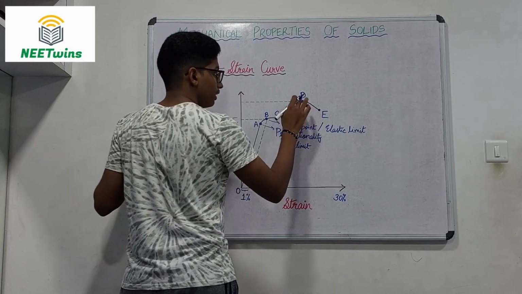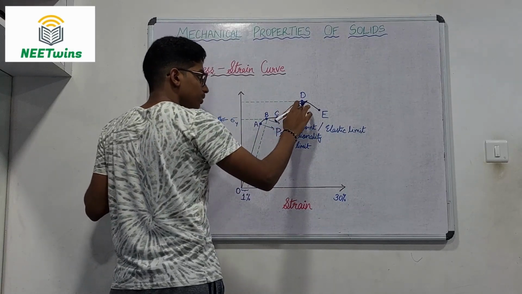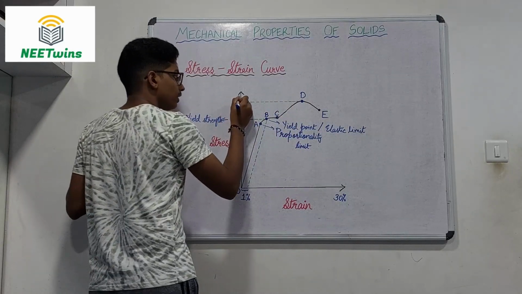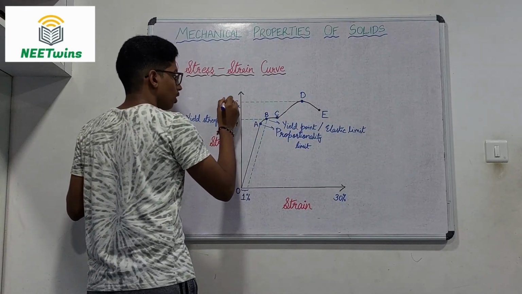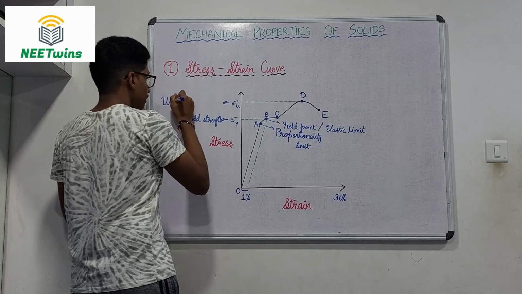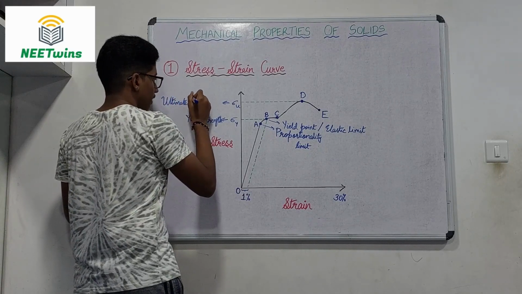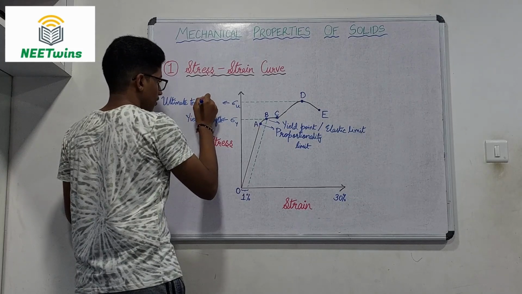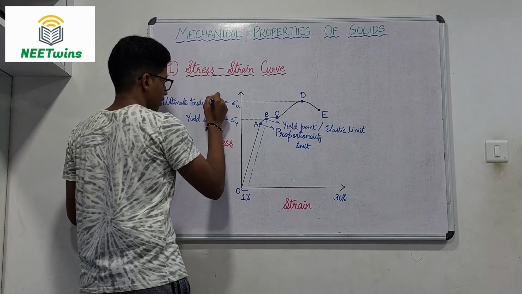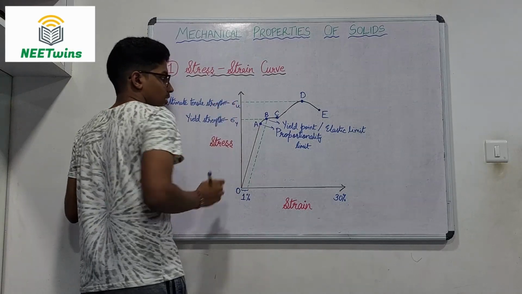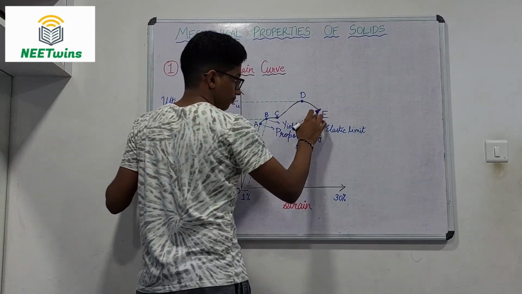Next we come to point D. Now this is the maximum stress that can be endured by the particular material, and that is why it is known as sigma u, or the ultimate tensile strength. Then comes the point E.